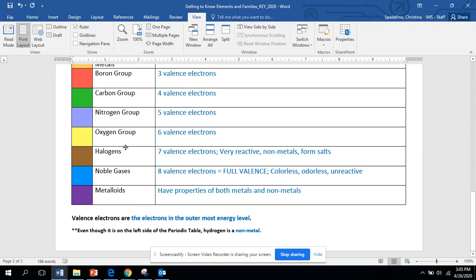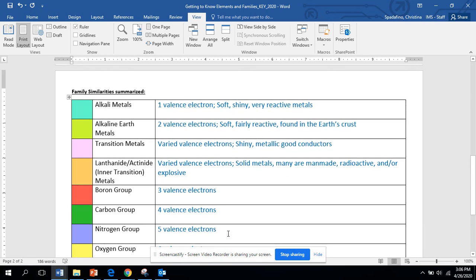Then you should have all this filled in and colored. And then down here at the bottom, valence electrons are the electrons in the outermost energy level, those outermost shells. I'm going to put that there. I tend to call them orbitals. I think they use the word shells now. So I try to make sure you have all those words so you don't get confused. And then just a little disclaimer about hydrogen again. Even though it is on the left side of the periodic table, hydrogen is a non-metal.